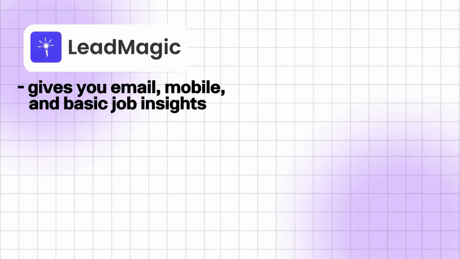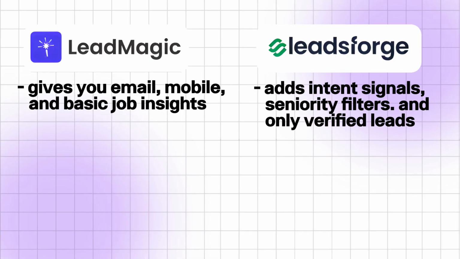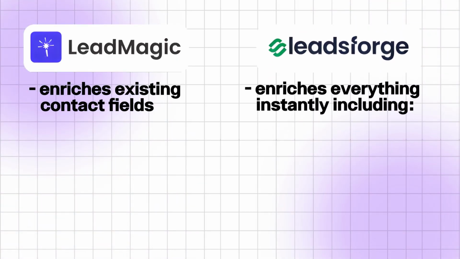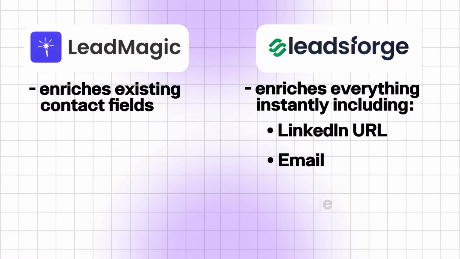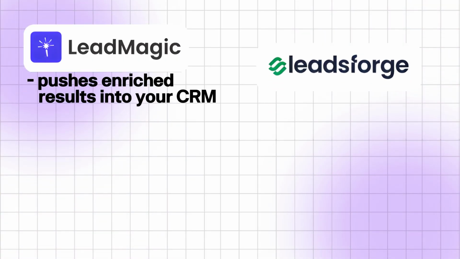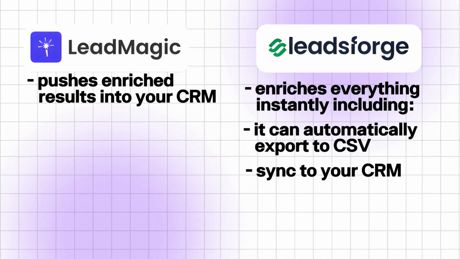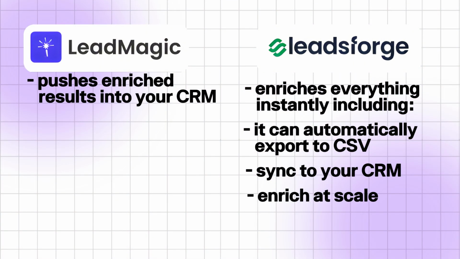Lead quality. LeadMagic gives you email, mobile, and basic job insights. LeadsForge adds intent signals, LinkedIn, seniority filters if you need to use them, and only verified leads. LeadMagic enriches existing contact fields. LeadsForge enriches everything instantly, including LinkedIn URL, email, mobile, company details, and all the other information you might need. LeadMagic pushes enriched results into your CRM. LeadsForge takes the next step. It can automatically export to a CSV, sync to your CRM, enrich at scale, or push everything to the Forge stack to a live multi-channel sequence.